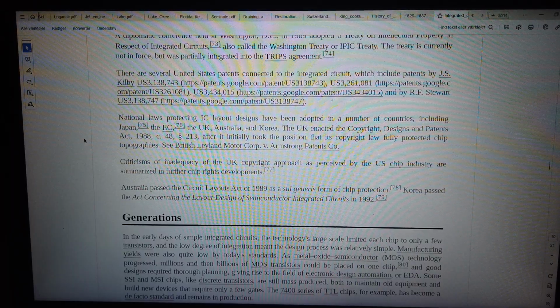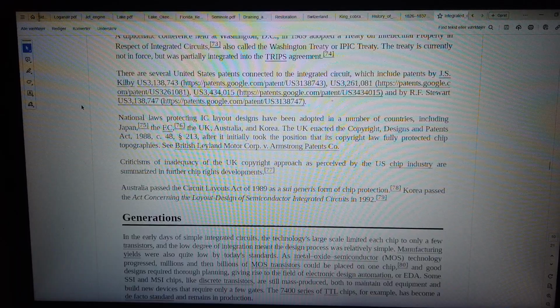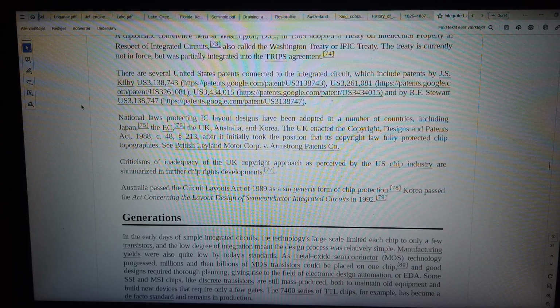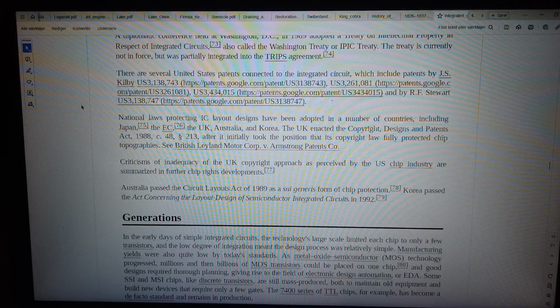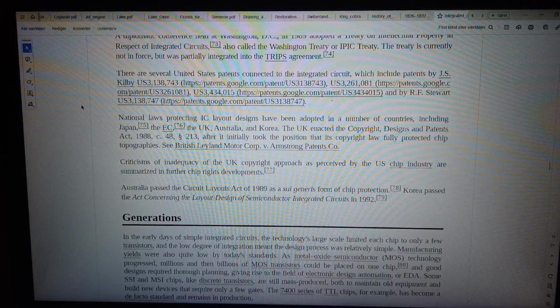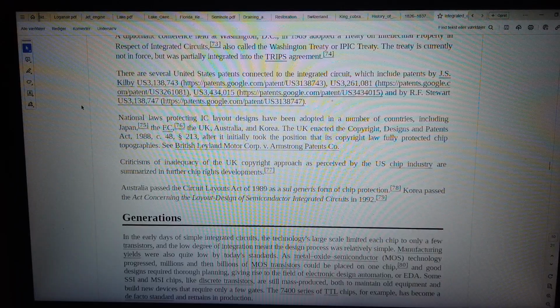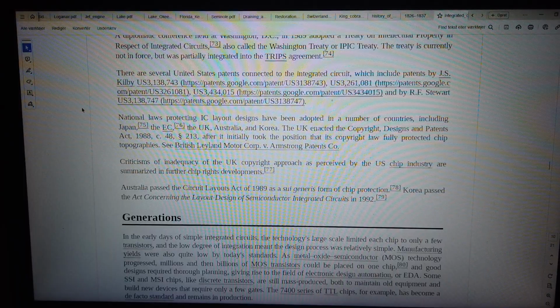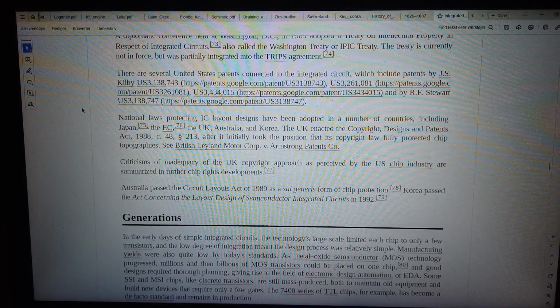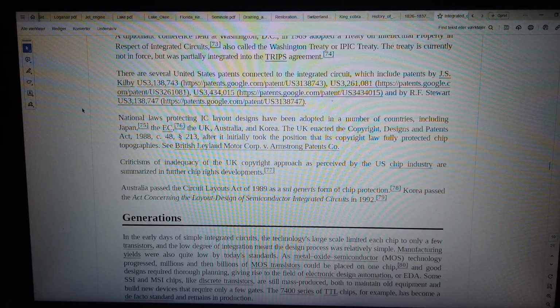There are several United States patents connected to the integrated circuit, which include patents by J.S. Kilby, US 3,138,743, US 3,261,081, US 3,434,015, and by R.F. Stewart, US 3,138,747. National laws protecting IC layout designs have been adopted in a number of countries, including Japan, the EC, the UK, Australia, and Korea.